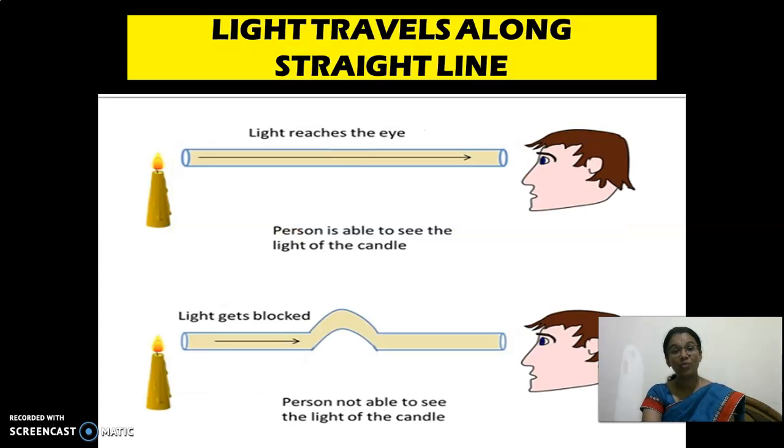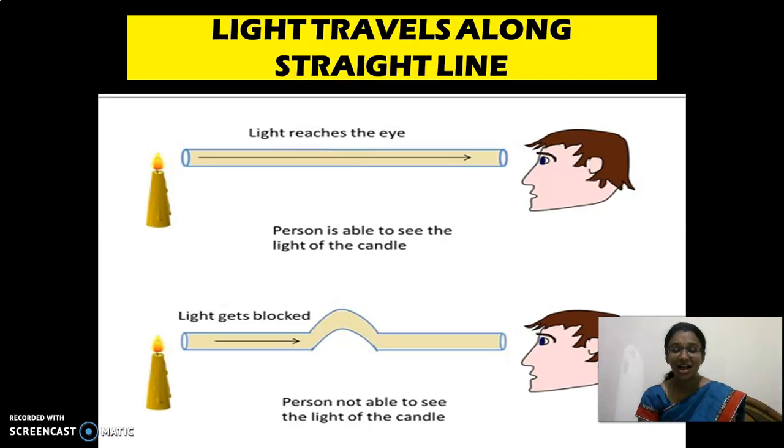What is the first topic? Light travels along a straight line. Whether you performed this experiment, children? How many of you have done it? If you have done, very good. If not, try this. So keep trying science experiments. This makes the subject more interesting.